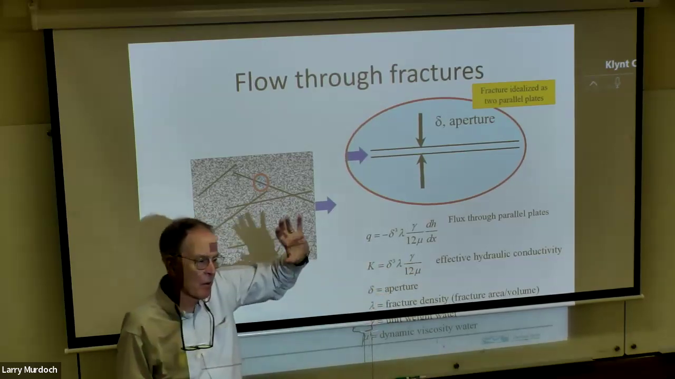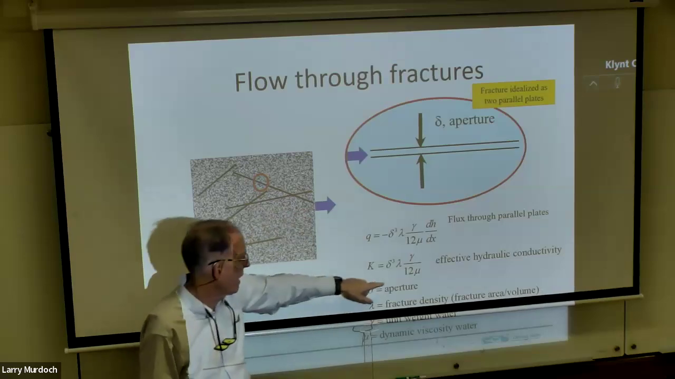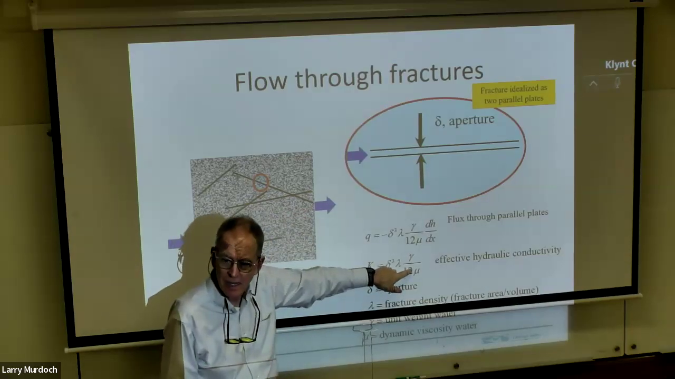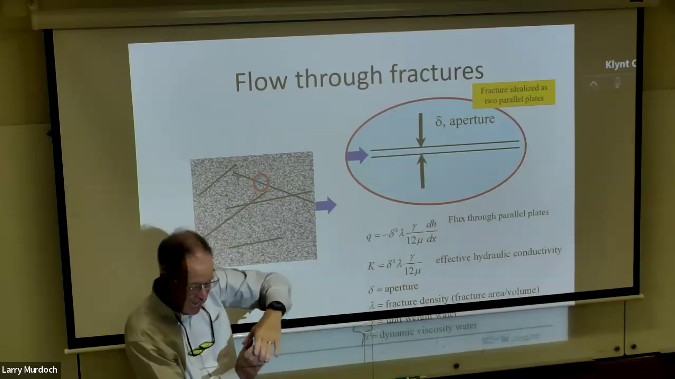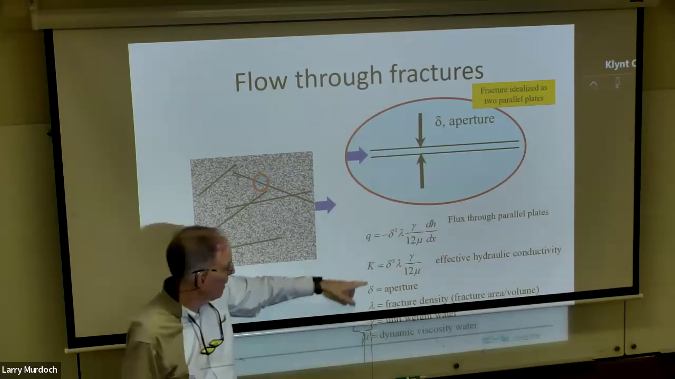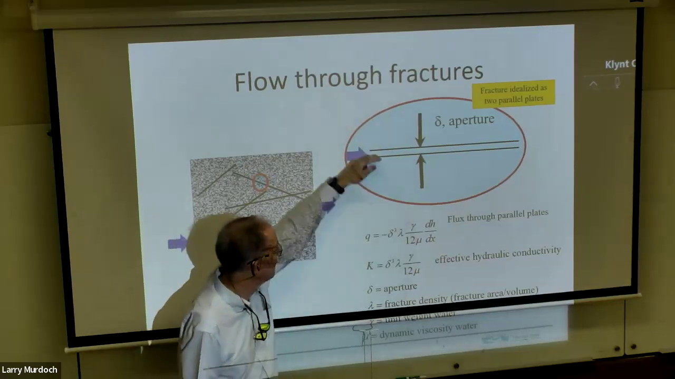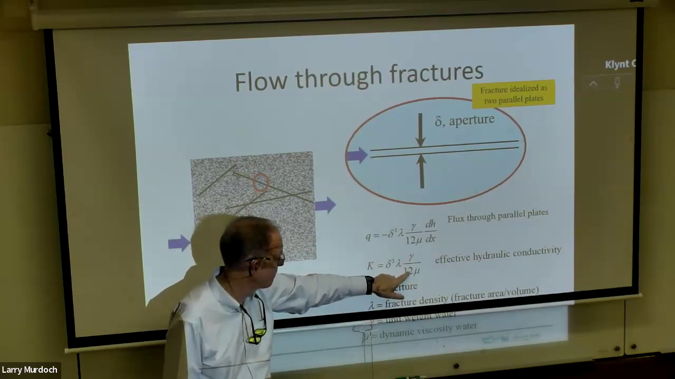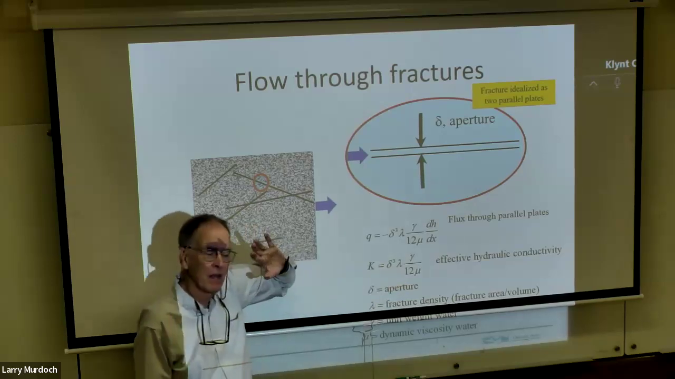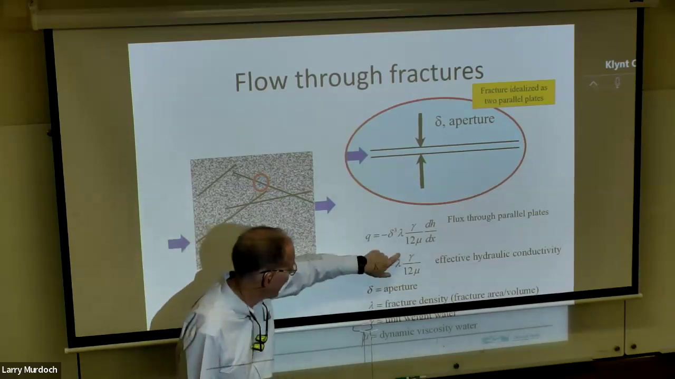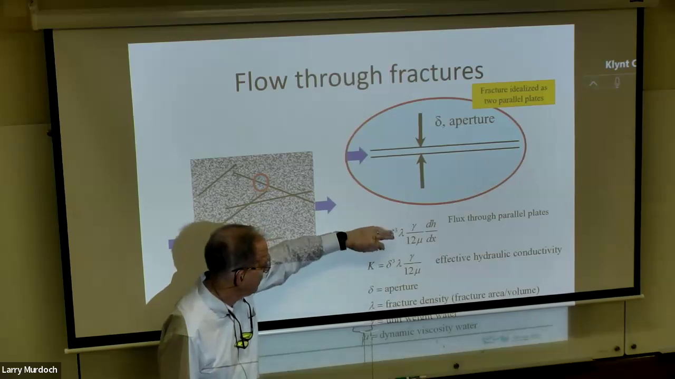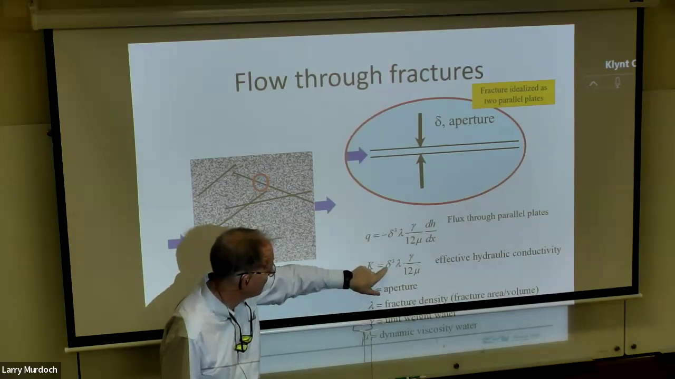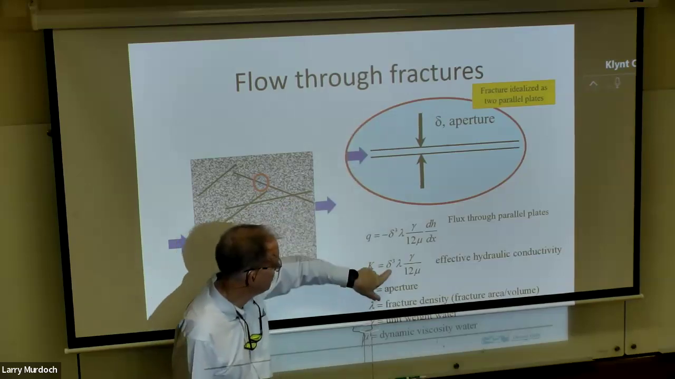And then remember when we saw Poiseuille's law, we had a 32 in the denominator. And I said that came from the shape. Well, here it's a 12. This is a different shape. So we have a different constant here. And then when this was Poiseuille's law, this was the diameter. So here we have the aperture cubed.